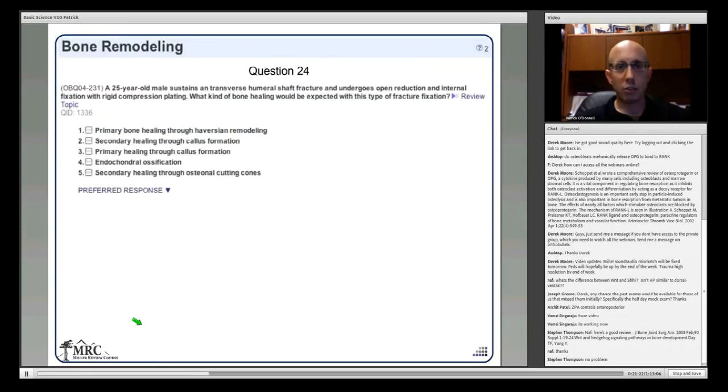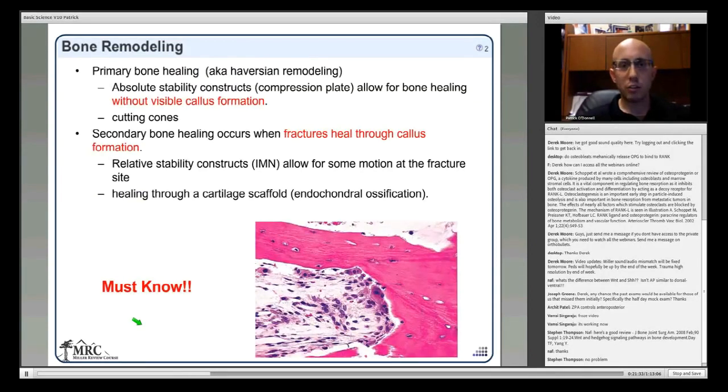Bone remodeling. Question 24. A 25-year-old male sustains a transverse humeral shaft fracture that undergoes open reduction internal fixation with rigid compression plating. What kind of bone healing do you expect to see? This is your AO basic course. Primary bone healing, secondary bone healing. Primary bone healing is this reversion remodeling. It occurs with absolute stability constructs, your compression plates.